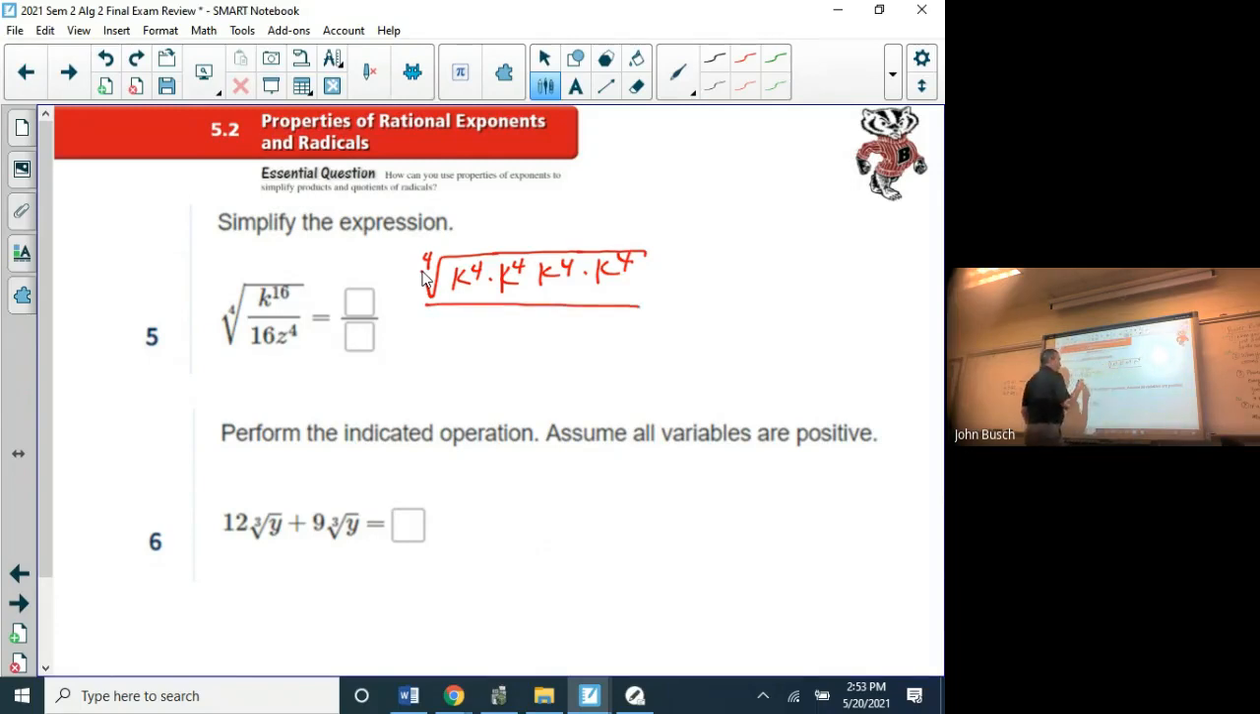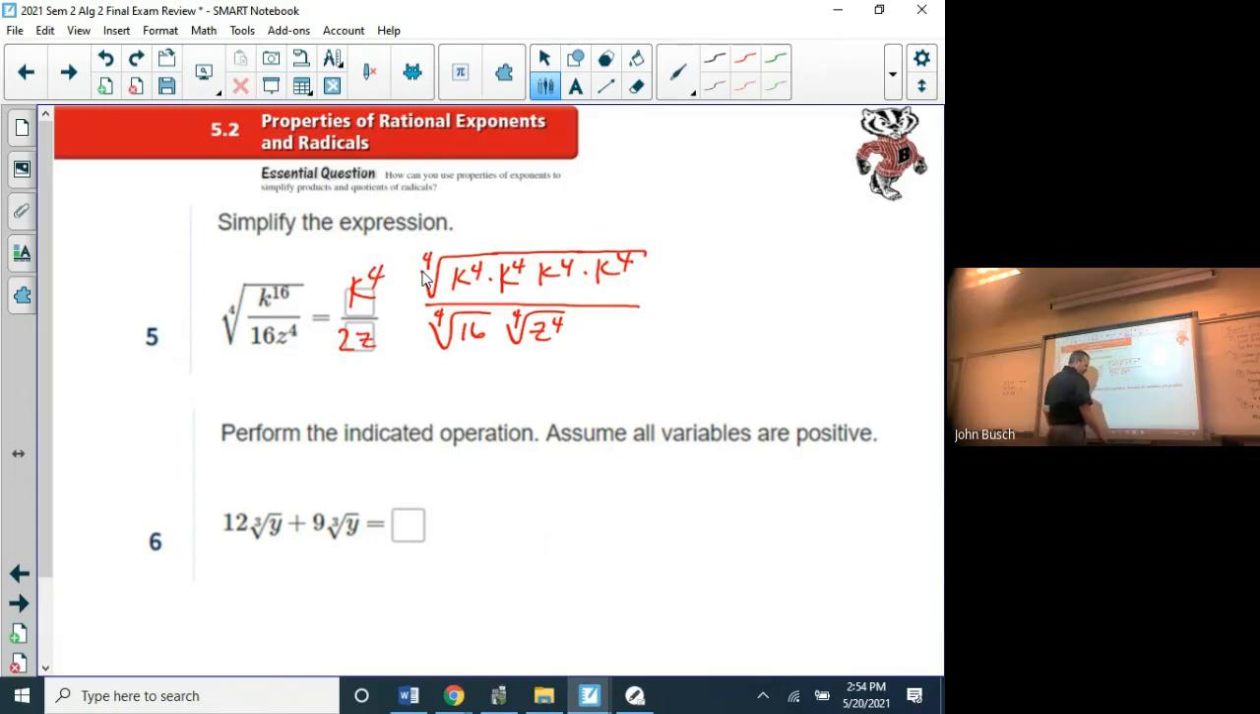On the bottom, you have 4 through 16, and then the 4 through z to the 4th power. So, the numerator, since there's 1, 2, 3, 4, k to the 4th, it's just k to the 4th. The denominator, 4 through the 16 is 2, and the 4 through z to the 4th is z.